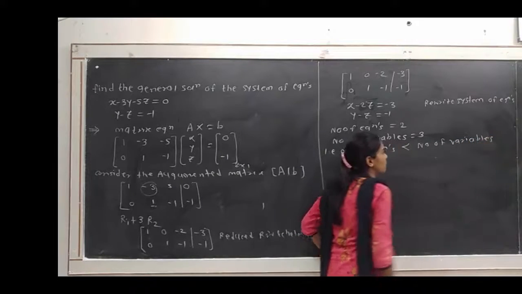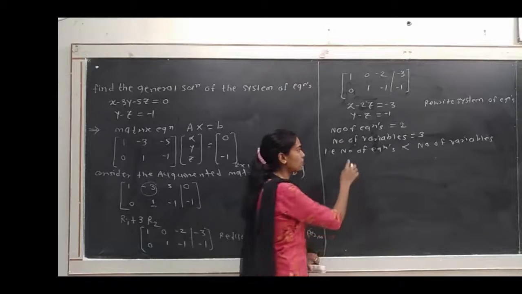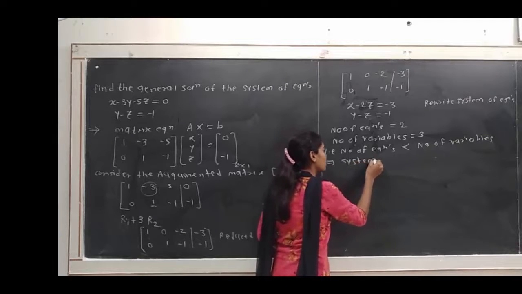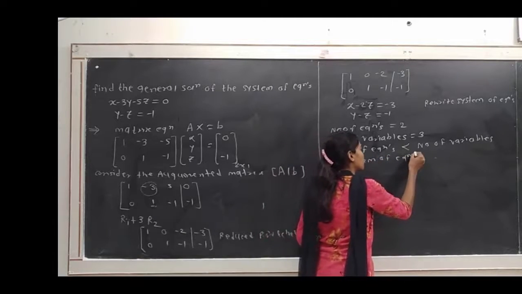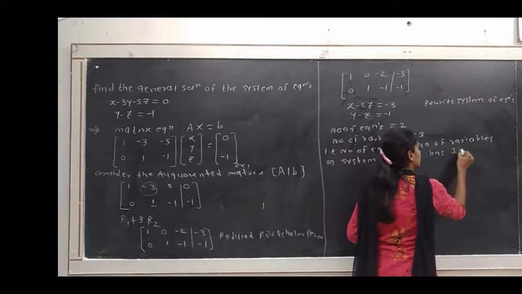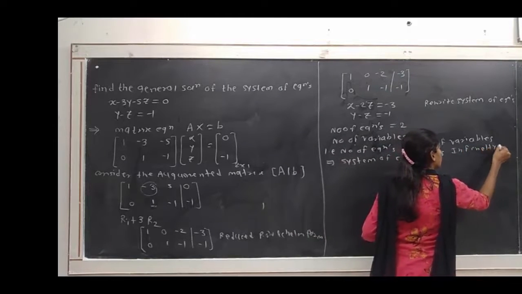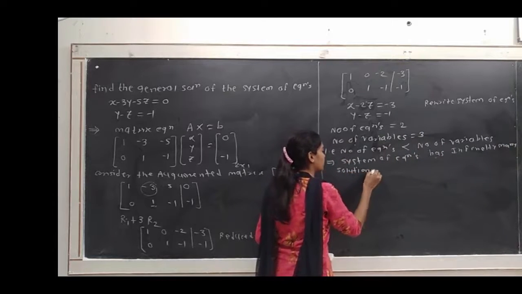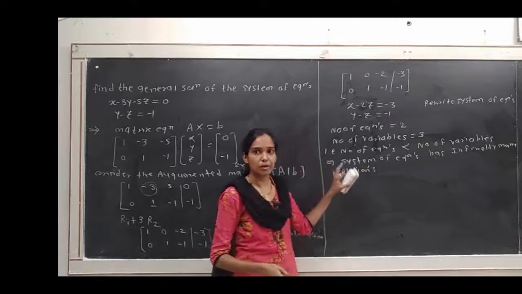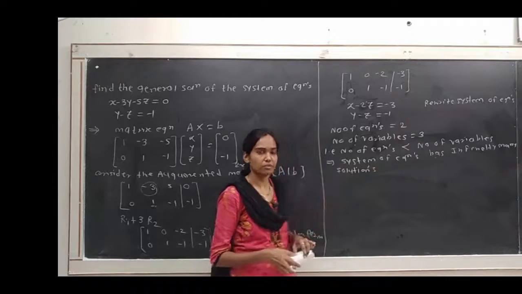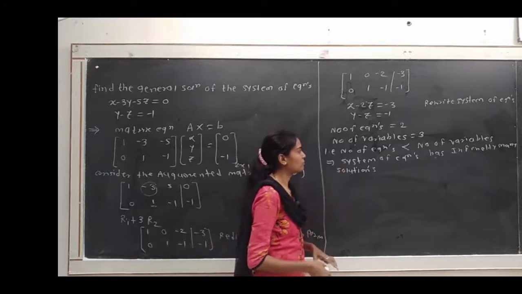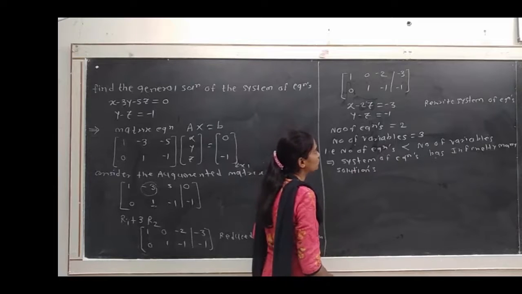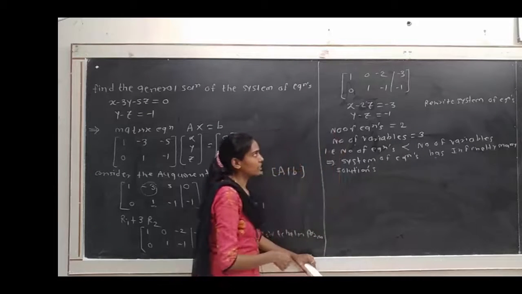If this type of case occurs, that is, the number of equations is less than the number of variables, then the given system of equations has infinitely many solutions. Always note that if the number of equations is less than the number of variables, then we get infinitely many solutions.